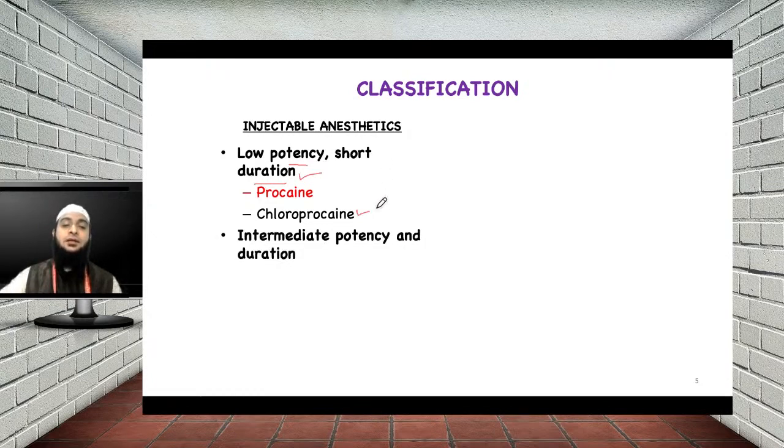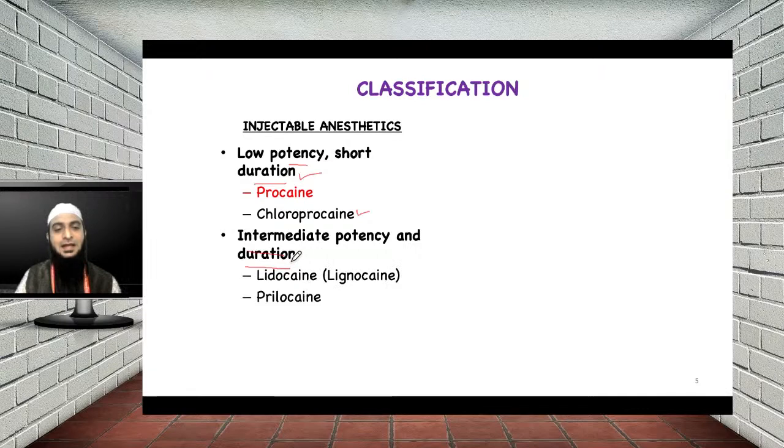The second category is intermediate potency. Since it has intermediate potency, the duration of action is also intermediate. The drugs belonging to this category are lidocaine, which is also called lignocaine, and the second drug is prilocaine.